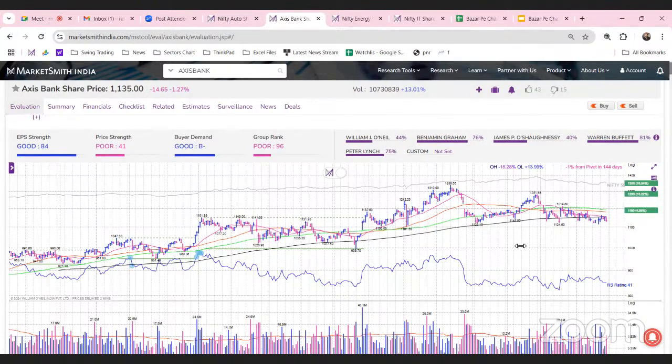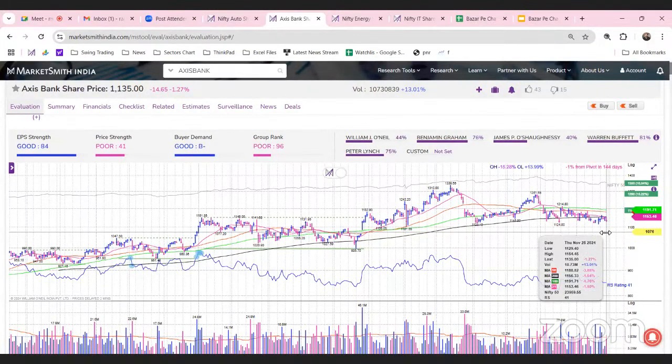So, yes, the daily chart of Axis Bank. Axis Bank is trading sideways with a negative bias as of now, and it is trading below its 200 DMA as well. So I think it has to gain at least 4 to 5% so that it can start trading above all its key moving averages.